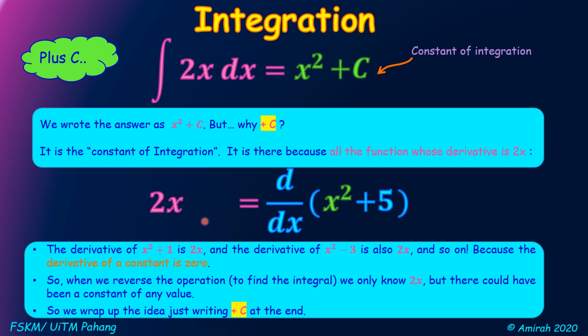So when we reverse the operation to find the integral, we only know 2x, but there could have been a constant of any value. So we wrap up the idea by just writing plus c at the end. As I mentioned in the previous slide, integration is an anti-differentiation, the reverse process to differentiation. By now, you will be familiar with differentiating common functions and will have the opportunity to practice many differentiation techniques. In this unit, we carry out the reverse process of differentiation.